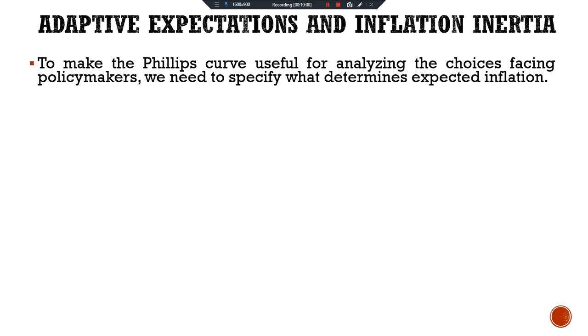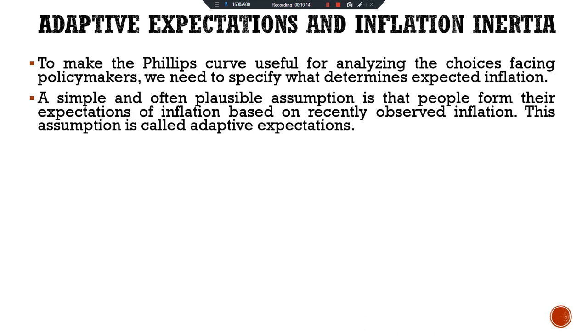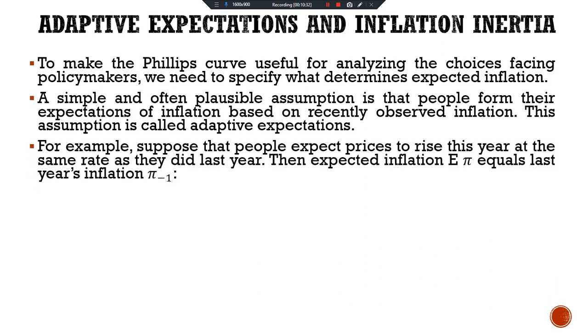To make the Phillips curve useful for analyzing the choices facing policymakers, we need to specify what determines expected inflation. A simple and often plausible assumption is that people form their expectations of inflation based on recently observed inflation. This assumption is called adaptive expectations. For example, suppose that people expect prices to rise this year at the same rate as they did last year. Then expected inflation Eπ equals last year's inflation π₋₁. So we can write Eπ = π₋₁.